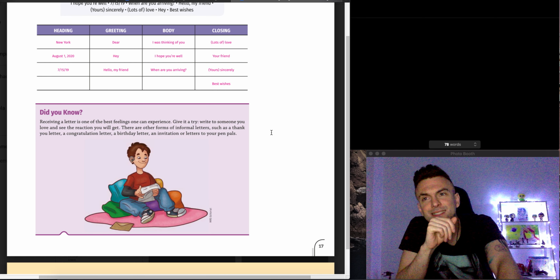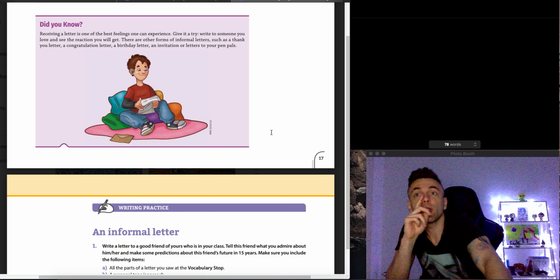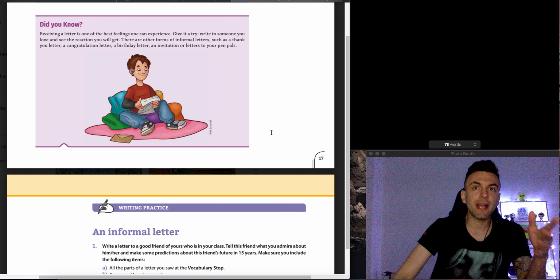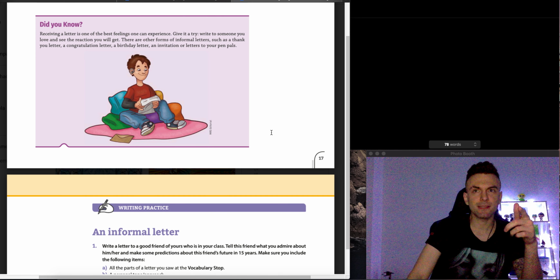Now, guys, did you know that receiving a letter is one of the best feelings that one can experience? Give it a try. Write to someone that you love and see the reaction that you will get. There are other forms of informal letters, such as a thank you letter, a congratulations letter, a birthday letter, an invitation letter, to your pen pals as well.